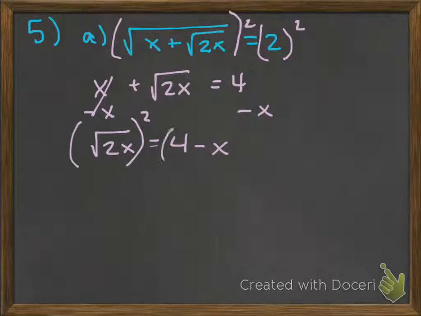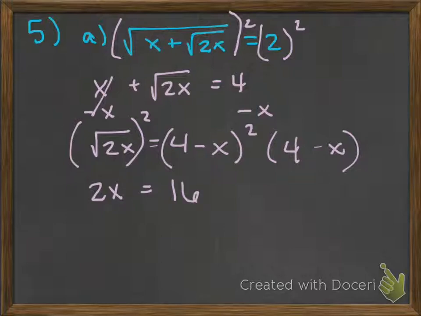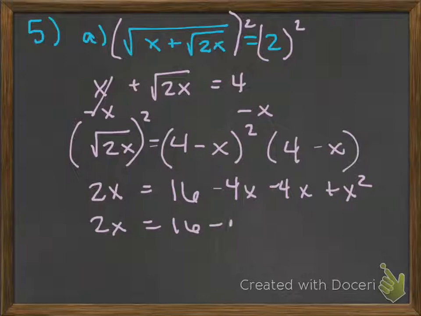Again, raise both sides to the 2nd power to get rid of the radical, so I'm left with 2x. Right hand side, remember this is like 2 of them, so you're going to FOIL. So I'll have 16 minus 4x minus 4x plus an x squared. You could also do the box for that. So 2x equals 16 minus 8x plus an x squared.